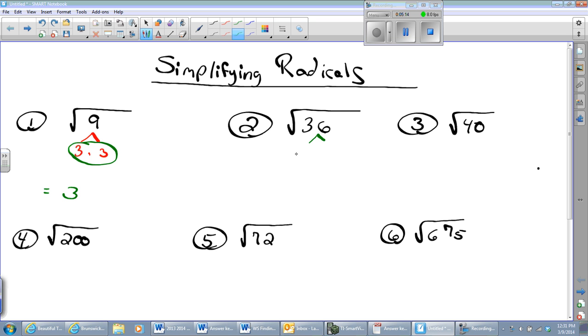I'm not going to go all the way down to its prime factorization because I'm going to get 6 times 6. I'm going to get a matching pair. The 6s can go out on one date, and there won't be anybody left in the house.